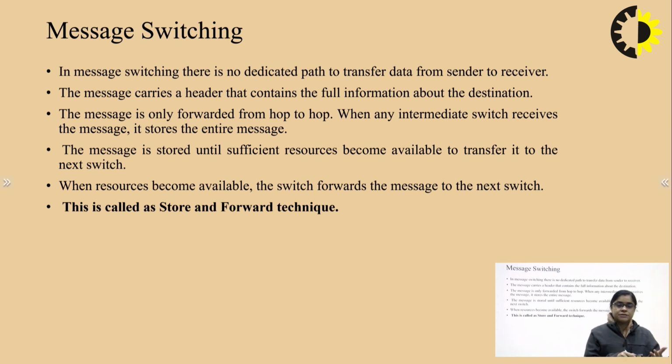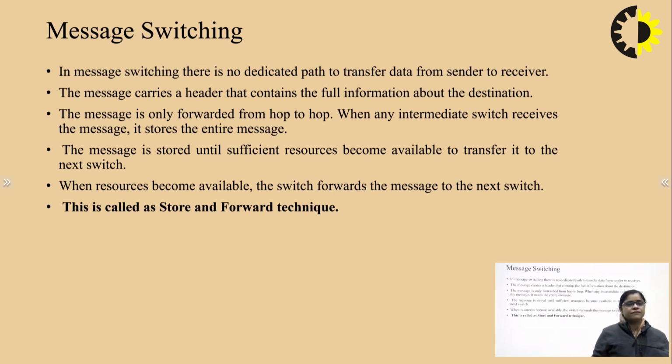For my address, my friend's address will contain the house number, the street number, lane number, and where it is situated, the landmark. All this information is there. So then only my letter is delivered to the destination.